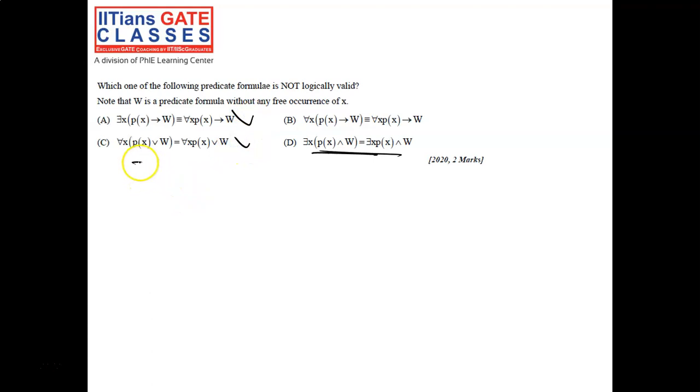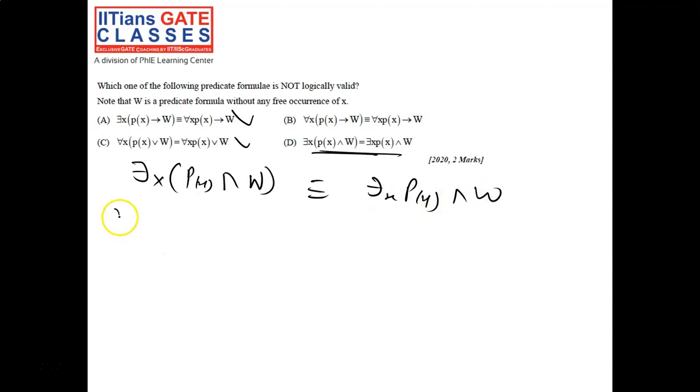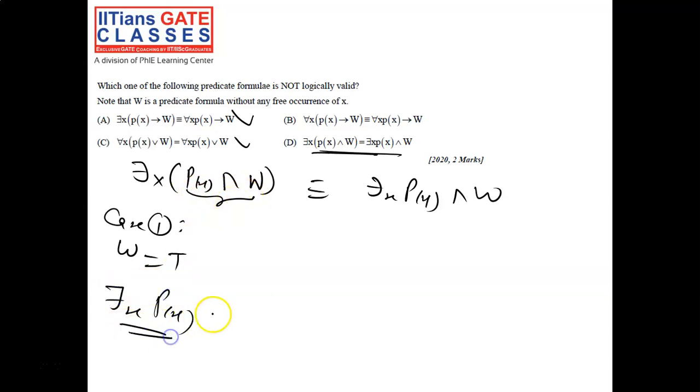Let me take d. So what is d? D is p(x) and w. This is equivalent to there exists x p(x) and w. The same thing we will do. Case 1, what if w is true? If w is true, then this will become p(x) and true. p(x) and true is nothing but p(x), so this will become there exists x p(x).